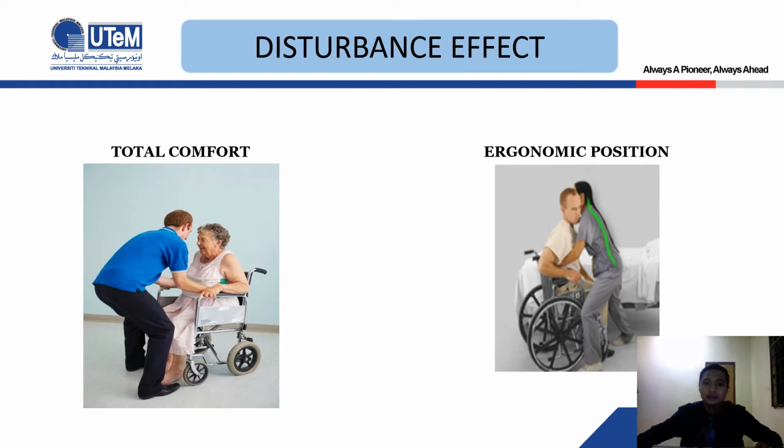Next is the disturbance effect. There are two disturbance effects based on the problem statement, which are total comfort and ergonomic position. The total comfort is between the caregiver and the patient, where they need to be close enough to maintain stability while pulling the patient in order to lift the patient from the wheelchair to another spot, such as a car seat. For ergonomic position, the caregiver needs to ensure they have the right grip to make sure the patient does not fall, to prevent injuries to the patient. At the same time, the caregiver will be exposed to long-term effects such as spine effect.